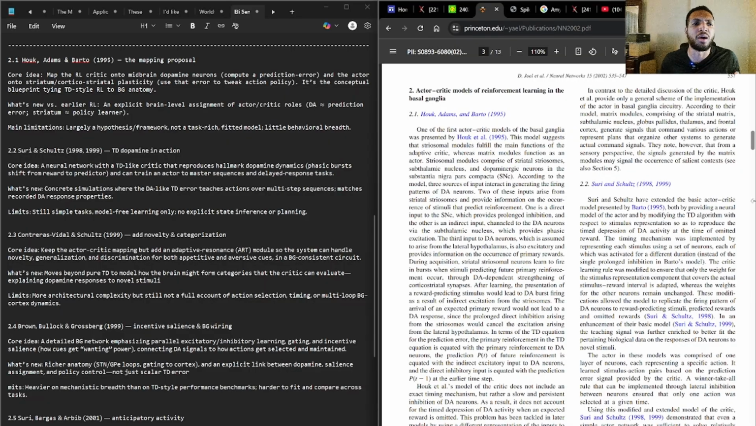So the core idea is to map the reinforcement learning critic onto midbrain dopamine neurons, so compute a prediction error, and the actor onto the striatum, corticostriatal plasticity, using that error to tweak the action policy. It's the conceptual blueprint tying TD-style, that's temporal difference style, reinforcement learning to basal ganglia anatomy, right? So what's new versus earlier is explicit brain-level assignment of actor-critic roles.